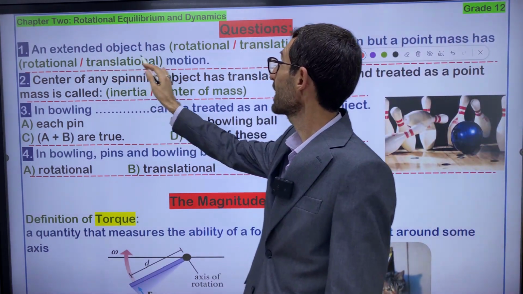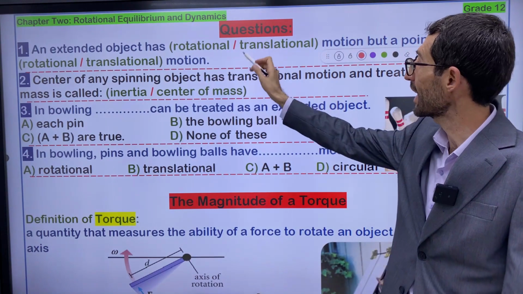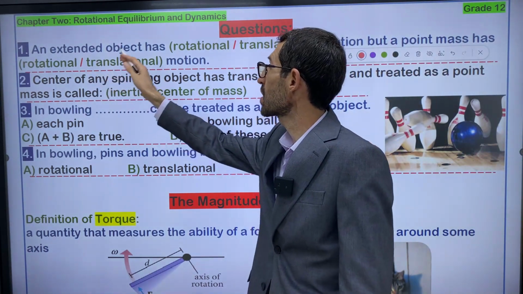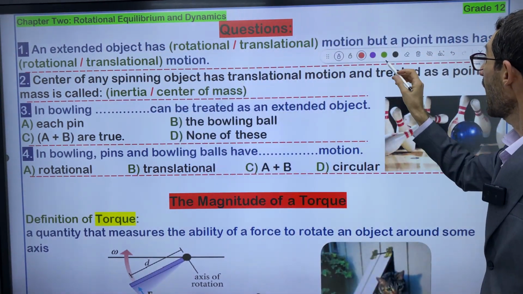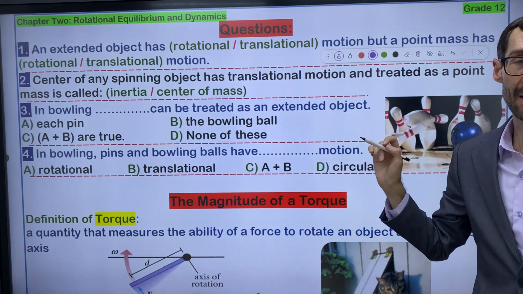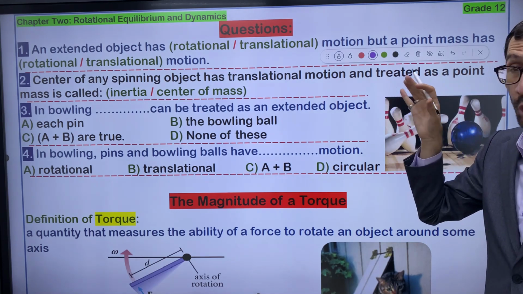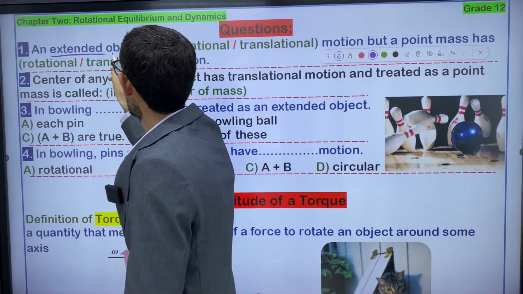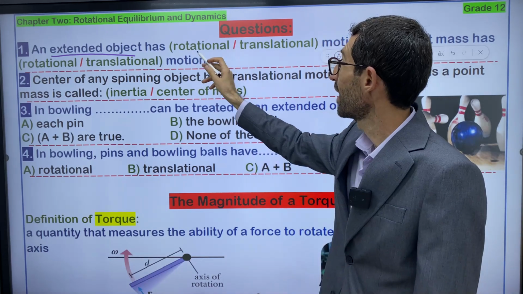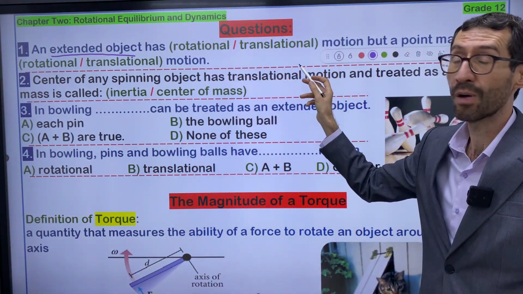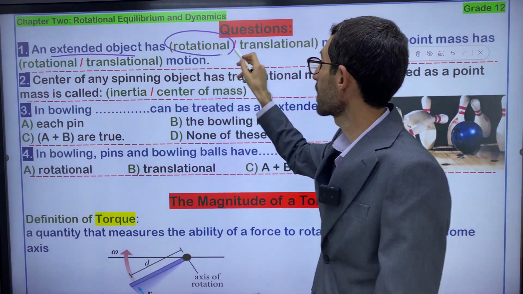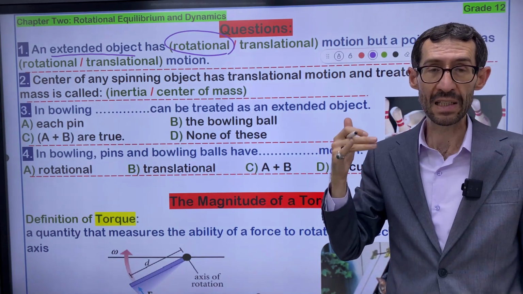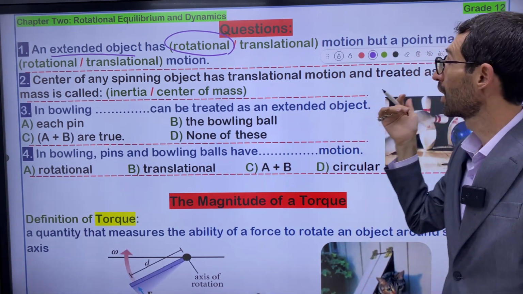Question number 1. An extended object has rotational/translational motion, but a point mass has rotational/translational motion. So I want you to choose the correct answer. It says an extended object. So an extended object has rotational motion or translational? Of course, it has rotational motion. I told you, an extended object is associated with rotational motion, right?